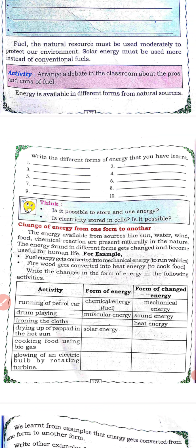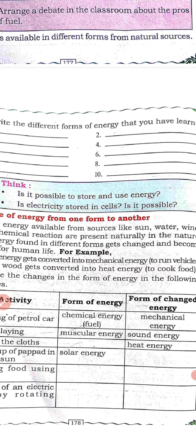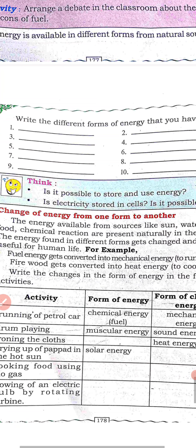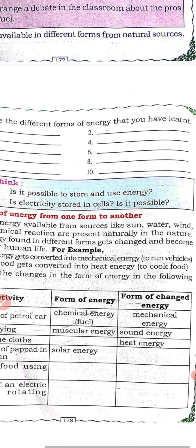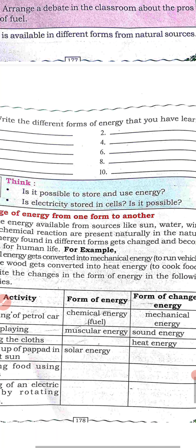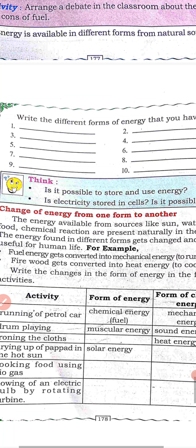Change of energy from one form to another. The energy available from sources like sun, water, wind, food, and chemical reactions is present naturally in nature. The energy found in different forms gets changed and becomes useful for human life.